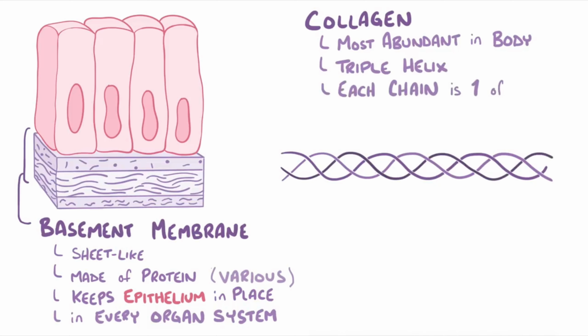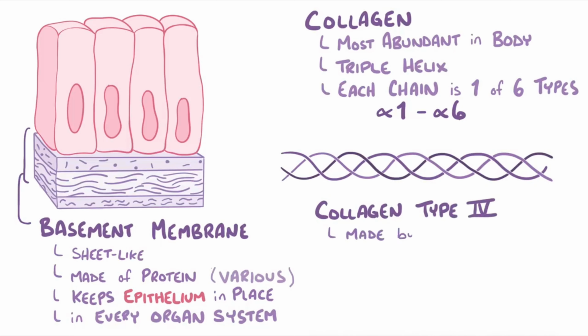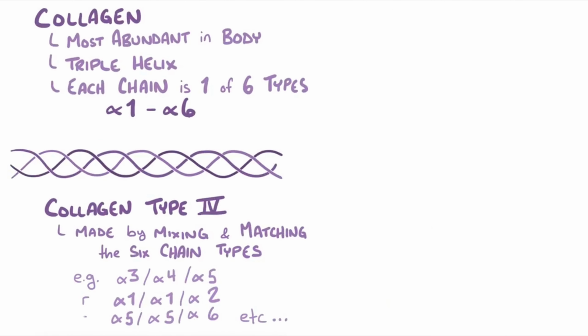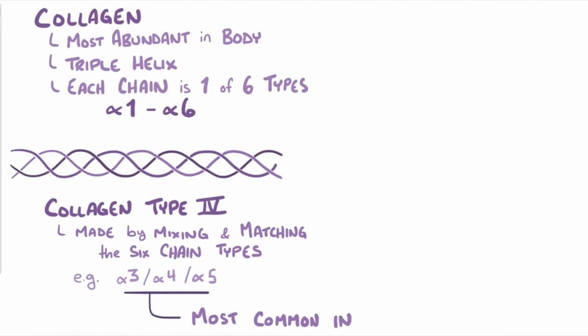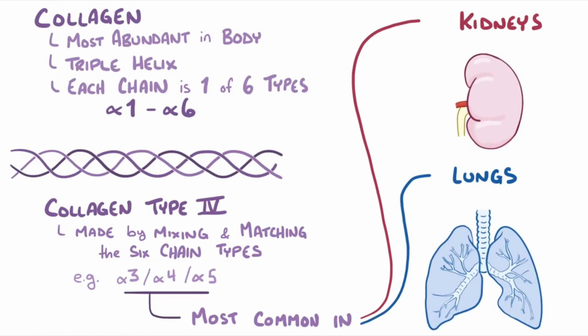Each of the chains can be one of 6 types, named alpha 1 through alpha 6, and the most common form of collagen found in the basement membrane is collagen type 4, which is made by mixing and matching these 6 alpha chains. One version of type 4 collagen combines the alpha 3, alpha 4, and alpha 5 chains. Another combines 2 alpha 1s and an alpha 2. And a third version has 2 alpha 5s and an alpha 6. And this list of combinations goes on. So it turns out that the alpha 3, alpha 4, alpha 5 variant is most common in the glomerular basement membranes of the kidneys and the alveolar basement membrane of the lungs.